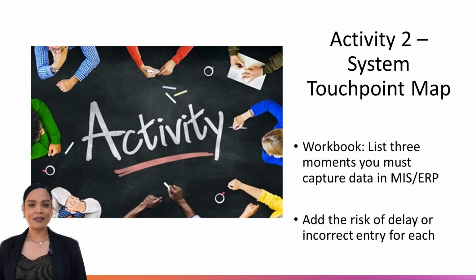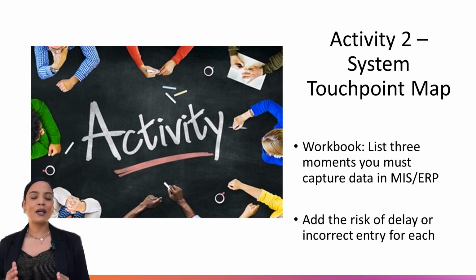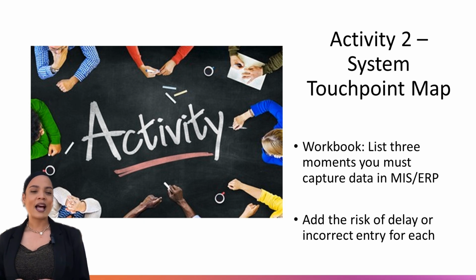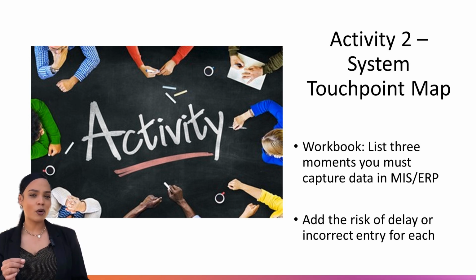Workbook task: list 3 times per shift you must enter data. Then write the risk for each if data is wrong or late. For example, changeover time entry risk: incorrect OEE and overtime planning. Scrap entry risk: traceability failure and investigation delays. Downtime logging risk: root cause loss and maintenance blind spots.